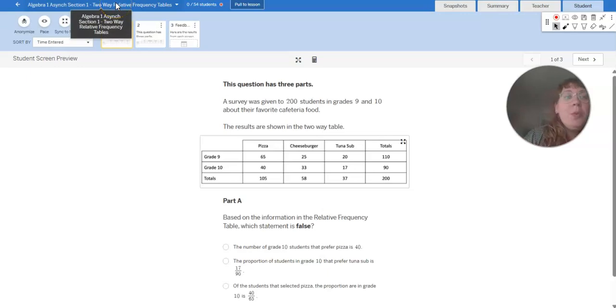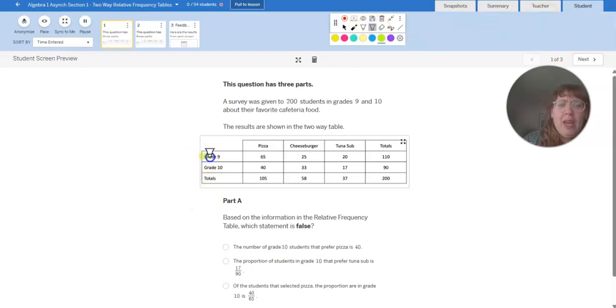Hello everyone. We're going to look at a two-way relative frequency table. So we're kind of looking at how the component values compare to our totals. This says that a survey was given to 200 students in grades 9 and 10 about their favorite cafeteria food.